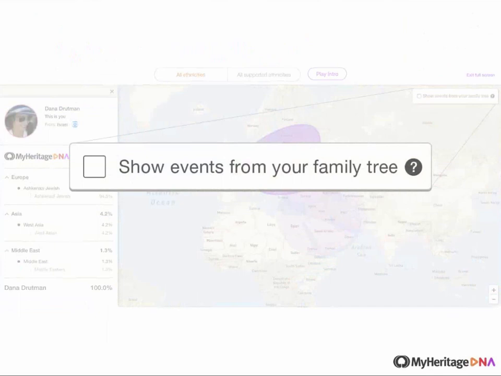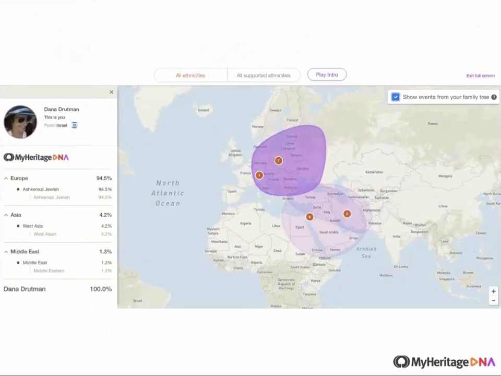Now when I come back to the ethnicity results, I can press here the show events on my family tree, and I can see some very interesting events right on this map. You can see events of marriage, about birth, death, and burial of my direct ancestors.